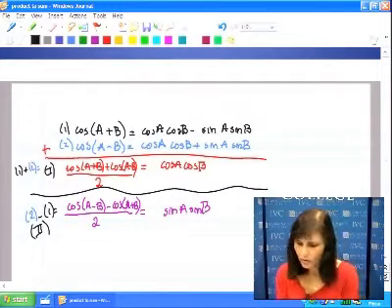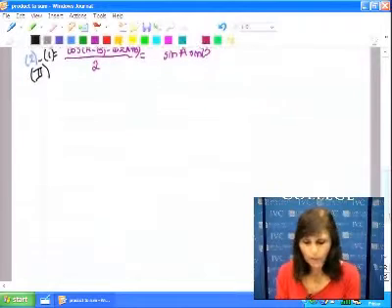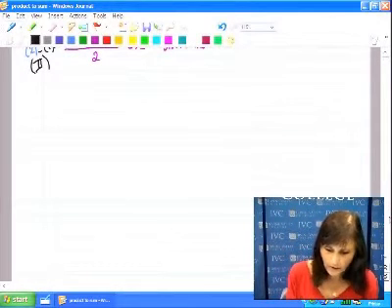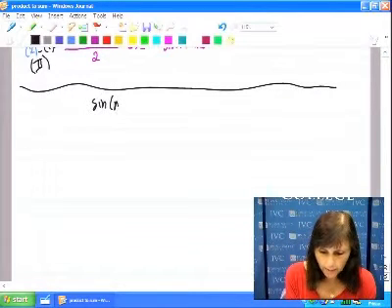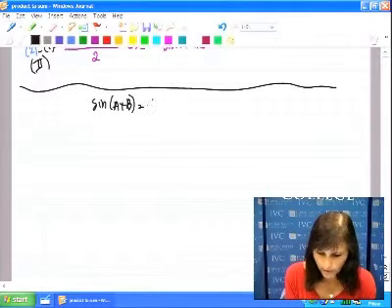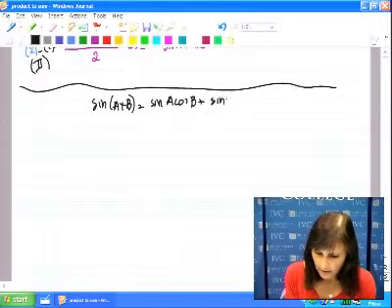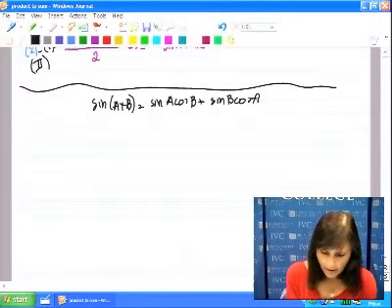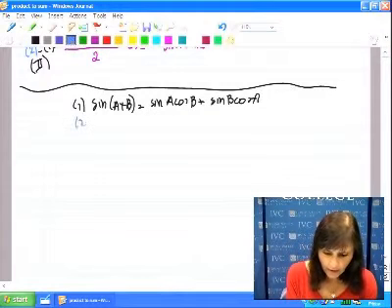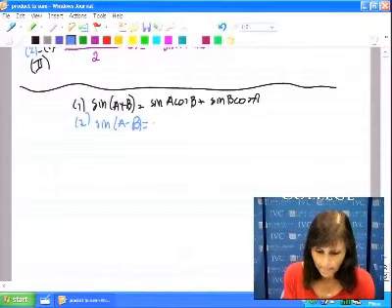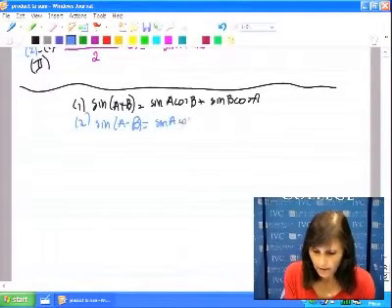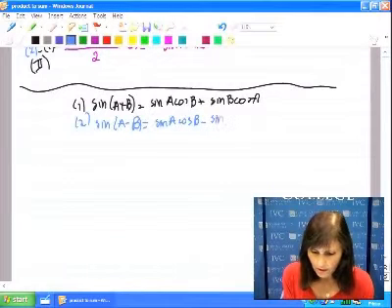Alright. You do the other couple. So remember what the sine formulas were. Sine A plus B is the sine formula: sine A cosine B plus sine B cosine A. What was the second one? That was sine A minus B, which was sine A cosine B minus sine B cosine A.